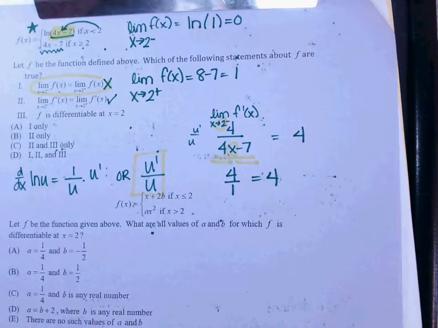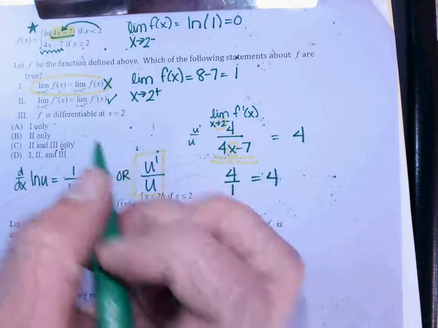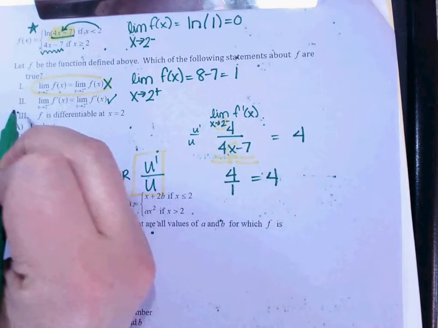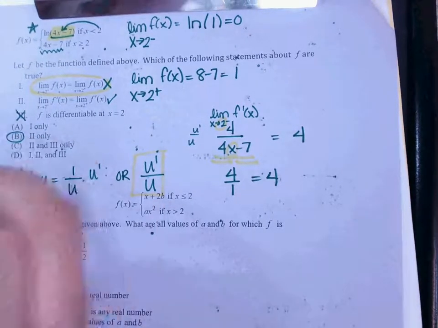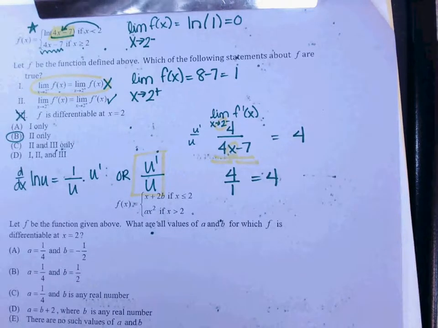Yes. Now, question. Just because your derivatives are the same from both sides, does that also mean it's differentiable? No. Why is it not differentiable? Because it's not continuous. Okay, so differentiable would not be true. So it would be which answer? The C. 2 only, which would be that one. Okay?